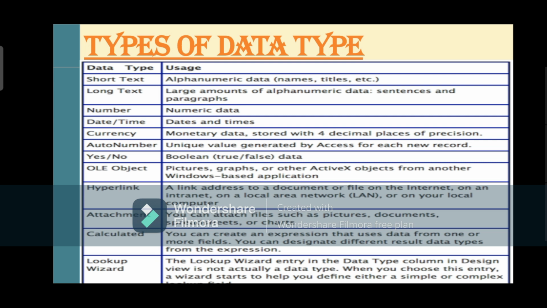Okay, we can design different result data types from the expression. The last data type is the lookup wizard data type. Generally, the lookup wizard entry is in the data type column in design view. We can set this data type at design view time only. So I hope you all understood each and every type of data type.